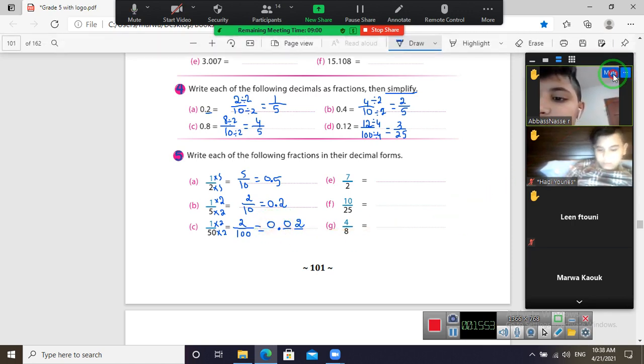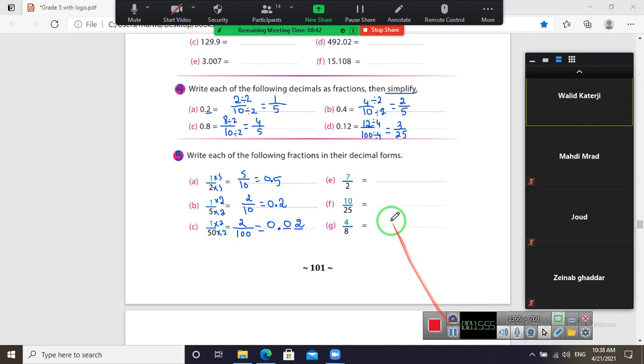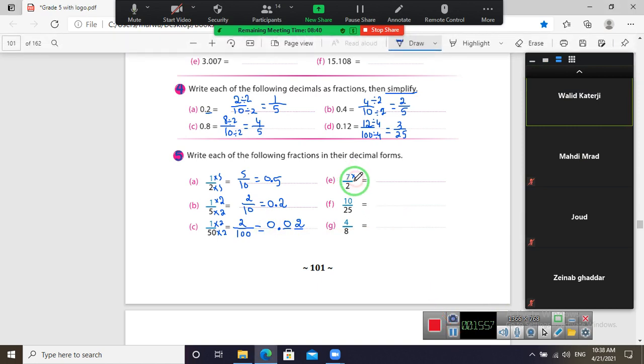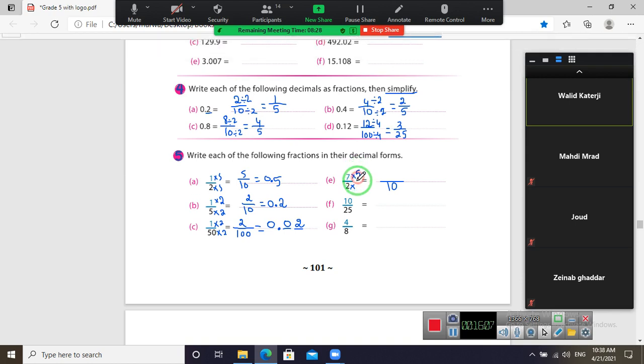Hamza Isa. Over 2. Times what to get a denominator of 10? It is multiplied by 5. It will be 35 over 10. So I have 1 digit after the point. It will be 3.5.